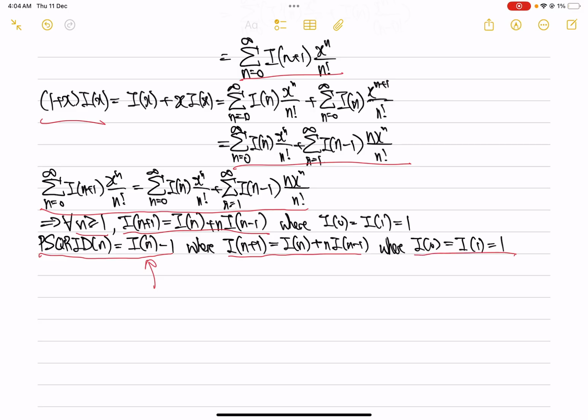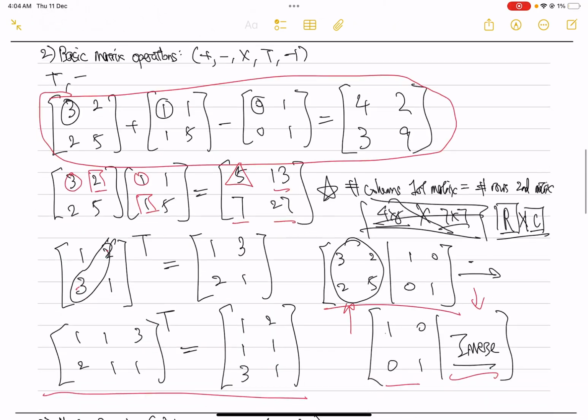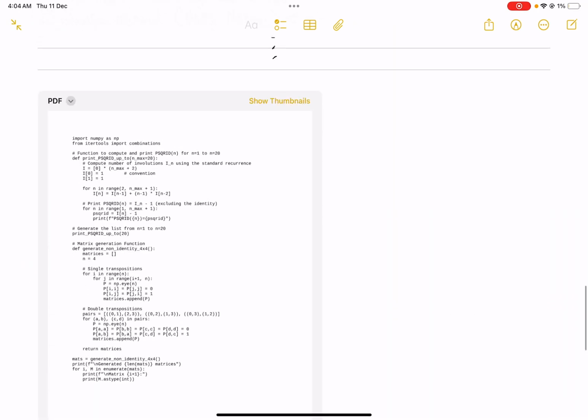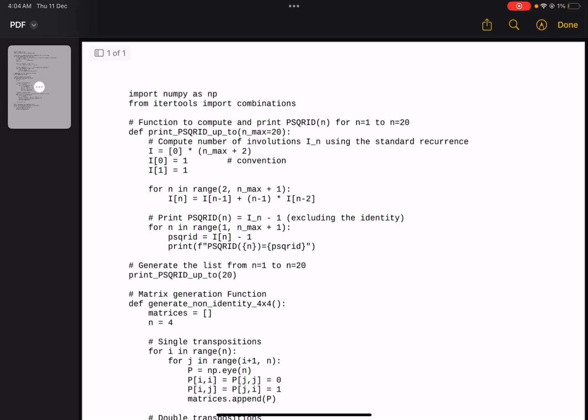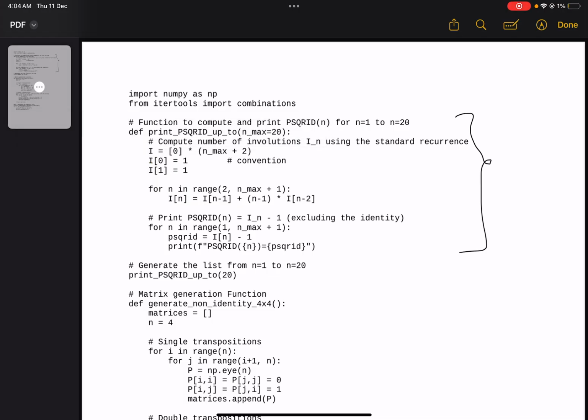And as for the code, let's head back to what we had just now. Here is a function that explains how you get those 20 values. These are the base cases. This is the recurrence, and you subtract 1 at the end to get the real values. And then you print them.